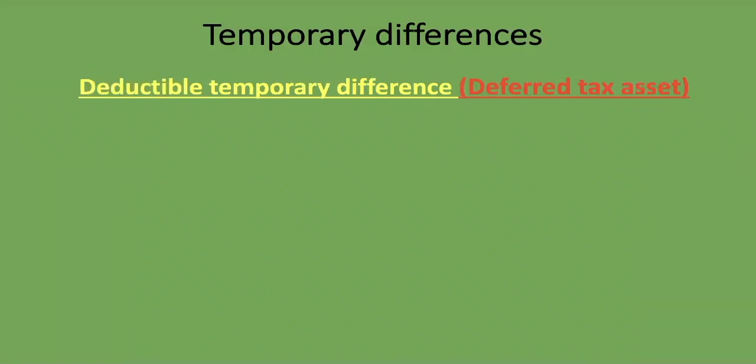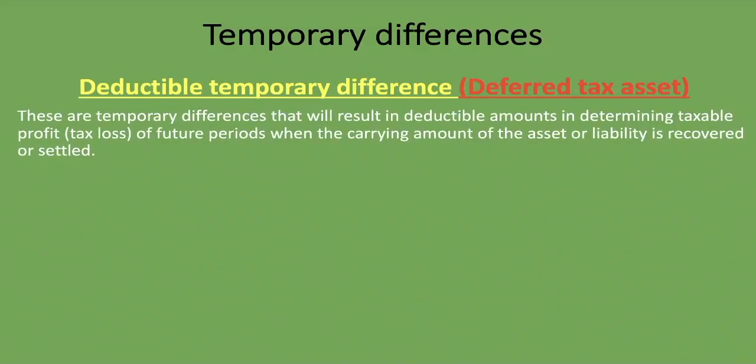What about deductible temporary differences? Well, a deductible temporary difference, as we mentioned, will lead to a deferred tax asset, which is a non-current asset. And these are temporary differences that will result in deductible amounts in determining taxable profit or tax loss of future periods when the carrying amount of the asset or liability is recovered or settled.